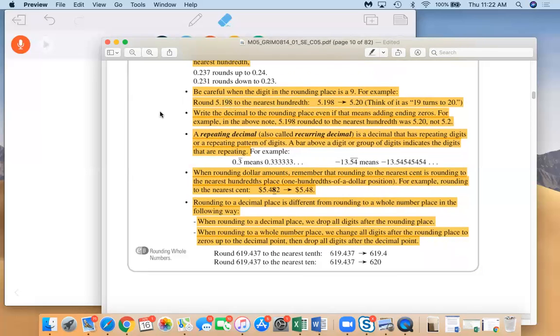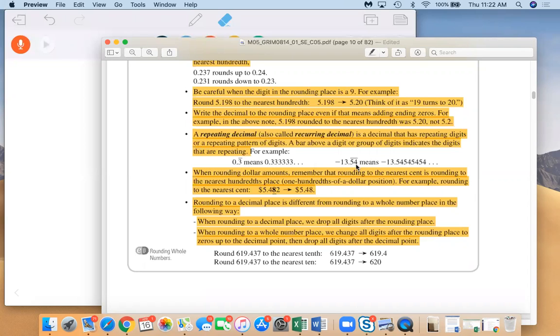So write the decimal to the rounding place, even if that means adding ending zeros. And this is the example where you would do that. So even though it's only 5.2, since you're rounding to the hundredths place, you go ahead and write 5.20. A repeating decimal, also called recurring decimal, is a decimal that has repeating digits or a repeating pattern of digits. A bar above a digit or group of digits indicates the digits are repeating. So in this example, we have 0.3 with a bar, which means 0.33333, which is actually 1/3.